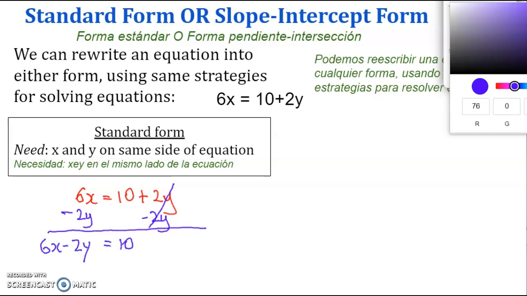And now we have the x term and the y term on the left hand side and just the constant on the other side, with x being multiplied by some number and so on. So this will be correct. This is in standard form.